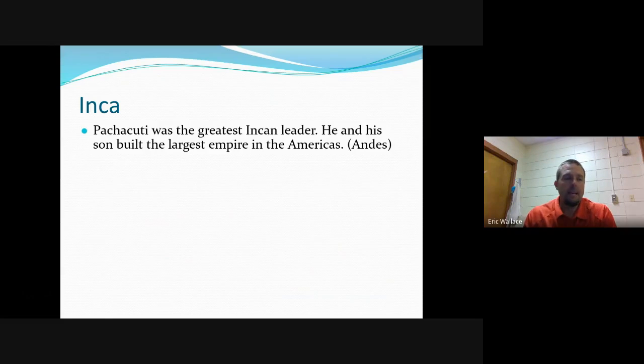The Inca were led by a man. They were led by several different people, but at the height of their empire, they were led by a man named Pachacuti, and his son took over after him. His name was Topa Inca.